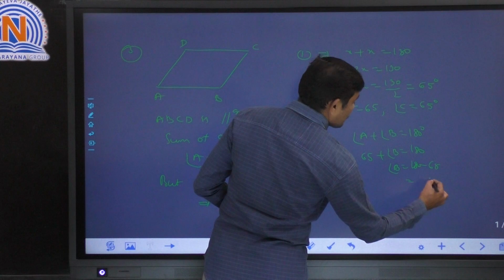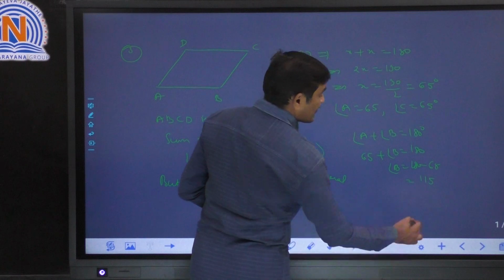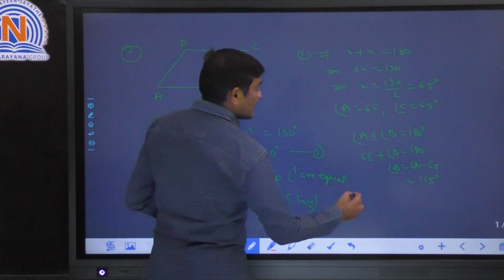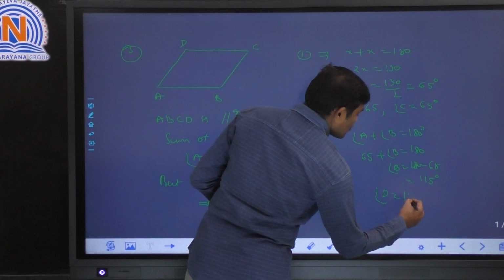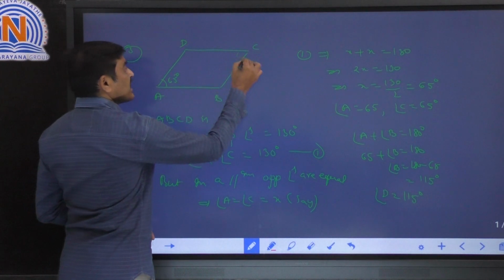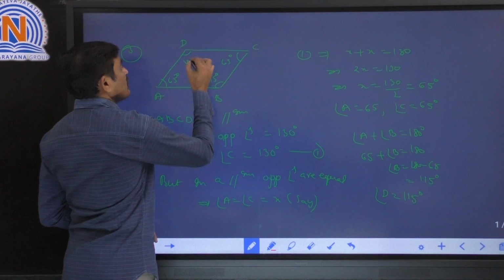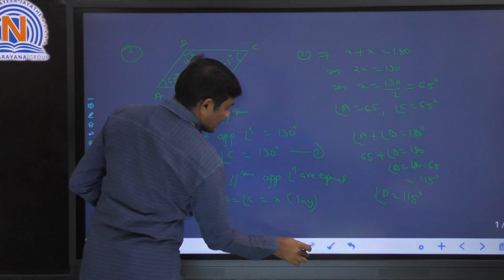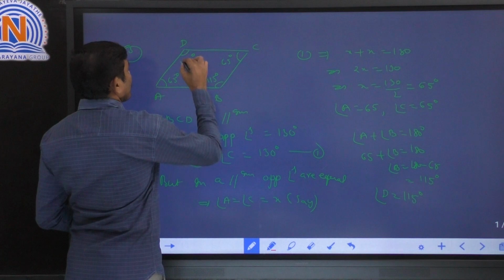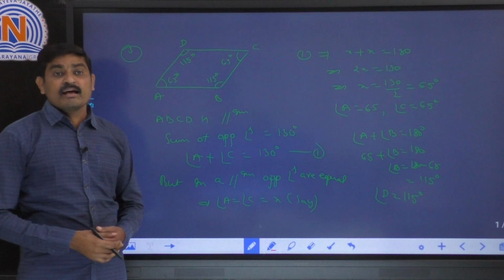So 10 minus 5 is 5, 7 minus 6 is 1, and the answer is 115 degrees. So angle B is 115 degrees, and angle B's opposite angle is angle D. That implies angle D is also equal to 115 degrees. So coming to here, this angle is 65, this angle is 65, and this angle is 115 degrees, this angle is also 115 degrees. These are the angles of the parallelogram.